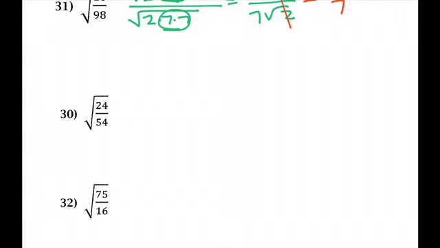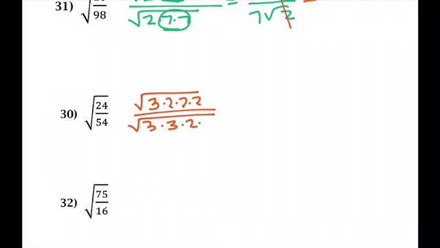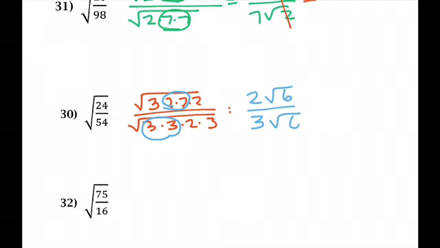Okay, for 30, 54 does not go into 24, and neither one's a square number or anything like that. So if that is the case, then usually what I do is I try to just write them separately. So 24, I can do 3 times 8, and 54 is 9 times 6. And so when I separate those, I'm going to get a pair of 2's, square root 6, and here I'm going to get a pair of 3's, square root 6.